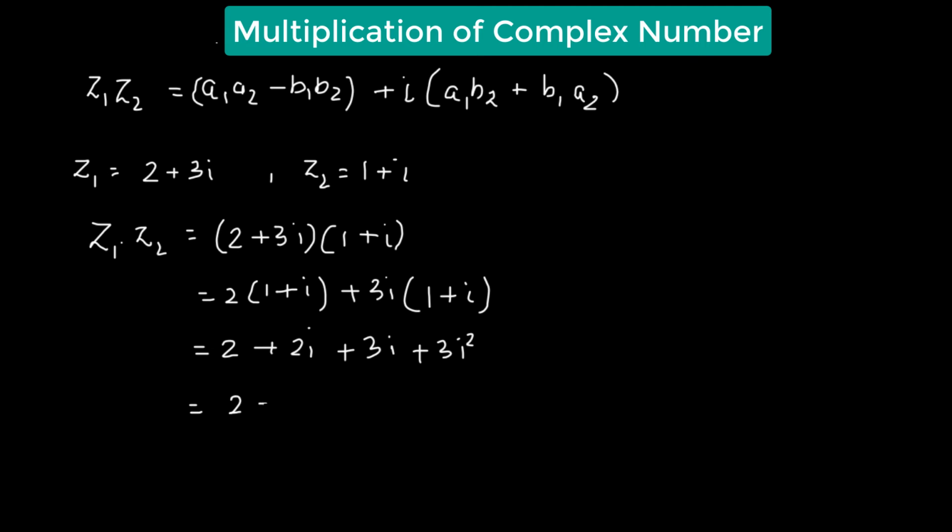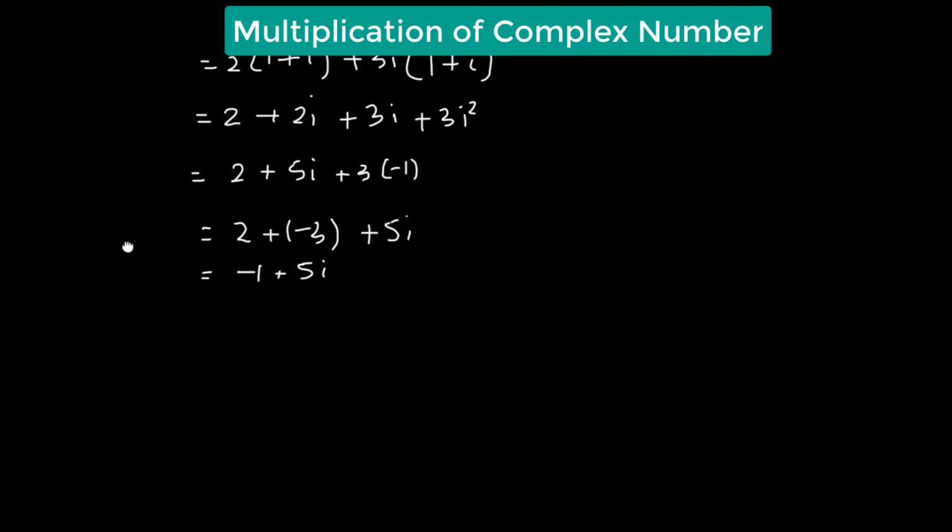So that is equal to 2 plus 5i, since 2i plus 3i gives us 5i, plus 3 times -1. Since i squared is -1, we combine 2 and -3, which is the addition of the real parts, and the final answer will be 2 minus 3, which is -1 plus 5i.